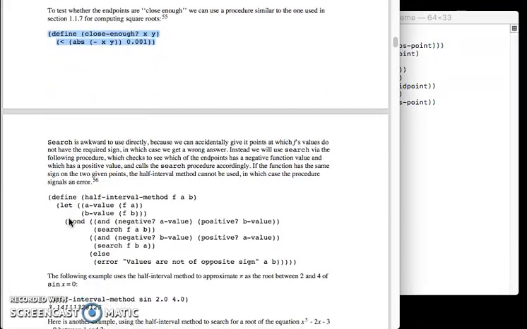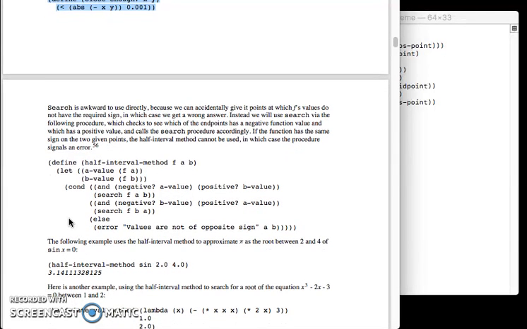Search is awkward to use directly because we can accidentally give it points at which f values do not have the required sign, in which case we get a wrong answer. Instead, we will use search via the following procedure, which checks to see which of the endpoints has a negative function value and which has a positive value, and calls the search procedure accordingly. If the function has the same sign on the two given points, the half-interval method cannot be used, in which case the procedure signals an error.